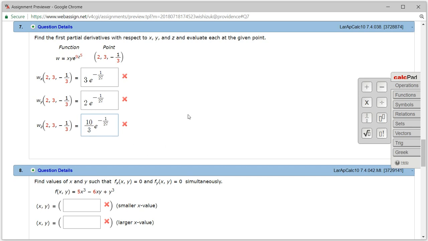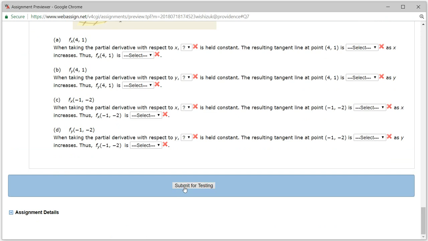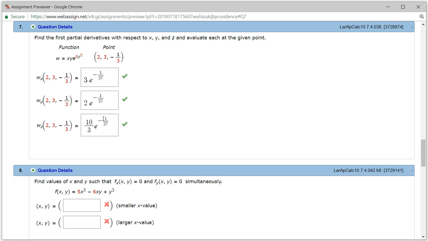All right, I think that's it, so let's check that, submit for testing. All right, I came back and it looks like we got this one correctly. All right, that's it. I hope that this was clear.